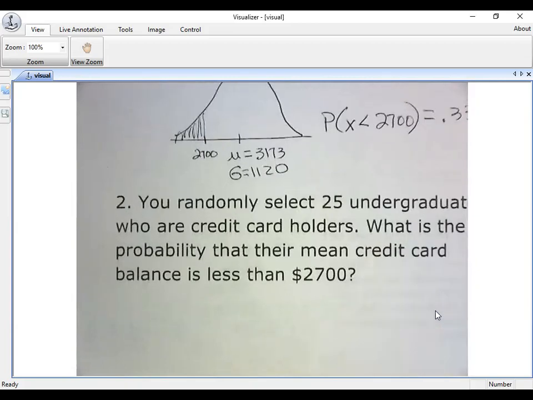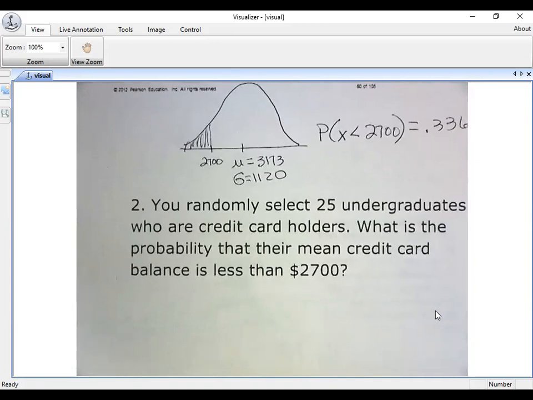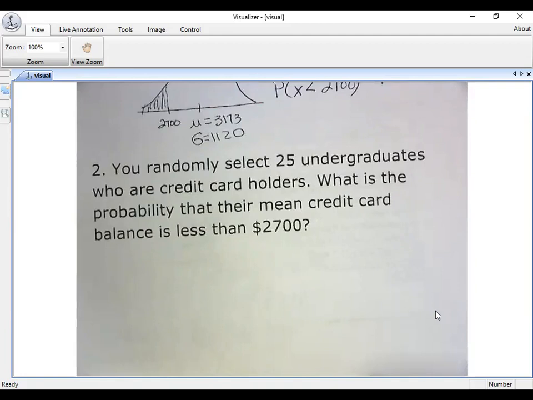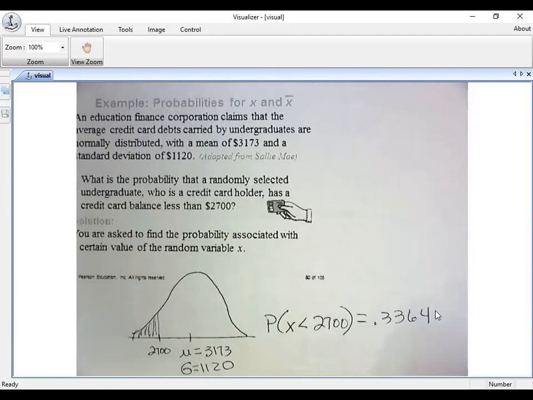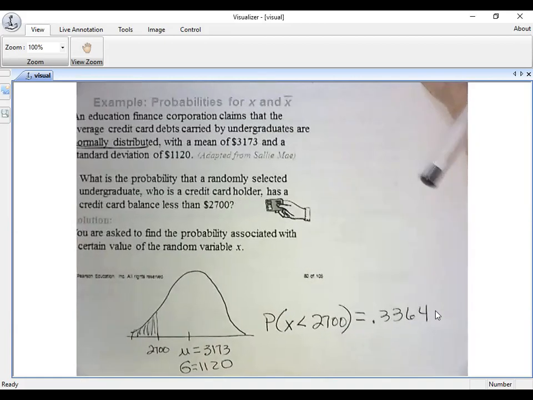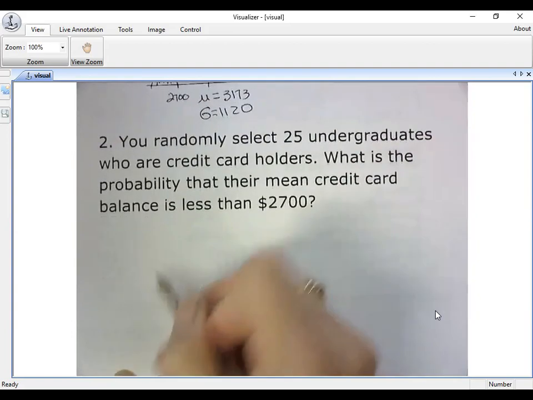You randomly select 25 undergraduates who are credit card holders. What is the probability that their mean credit card balance is less than $2,700? Is that the same problem? No, because what do you notice is involved here? It's a sample of 25. Does this qualify for the central limit theorem? Yeah, it does. How come, Rodney? Because originally it was normally distributed. There you go. The original distribution is normally distributed, so it didn't matter what my sample size is.